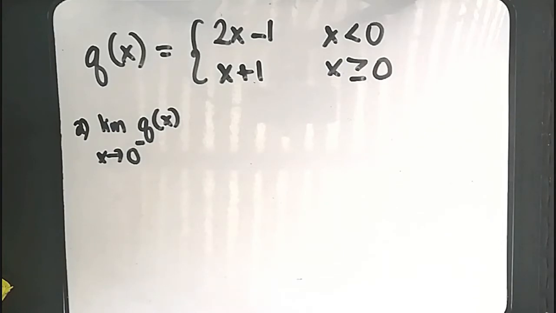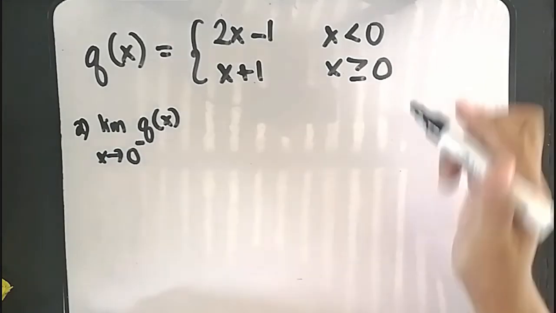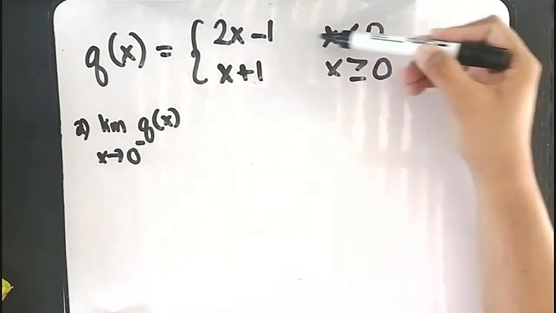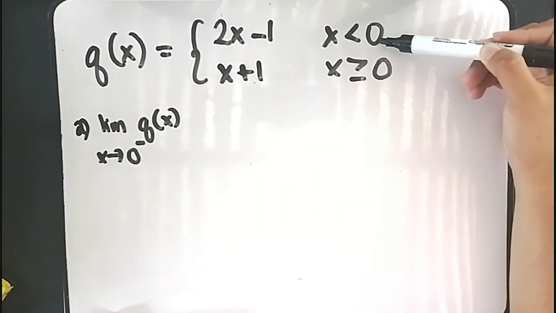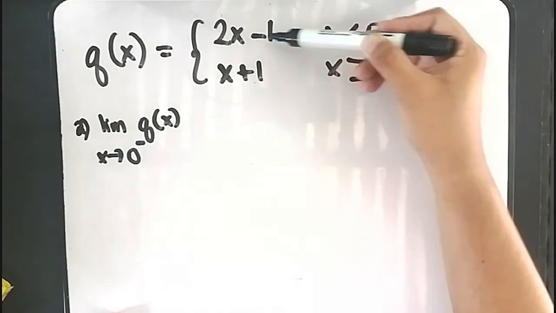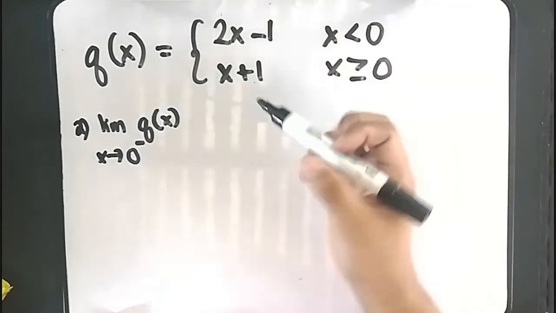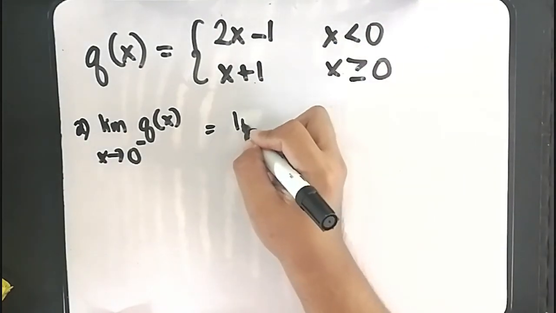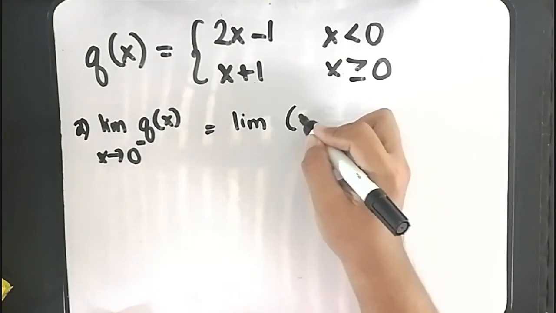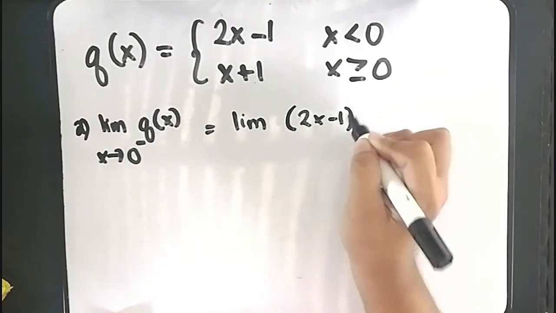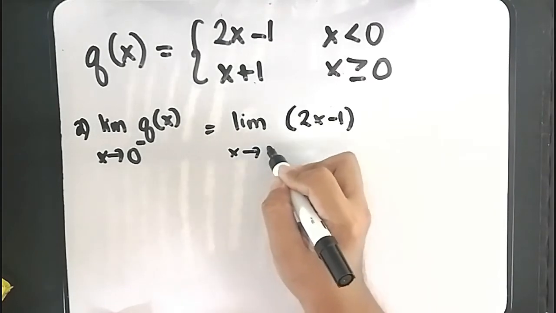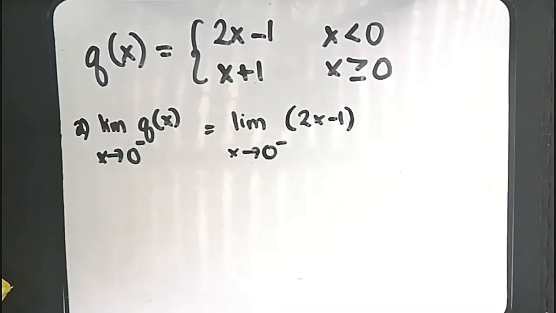Since we are determining the limit of q of x as x approaches 0 from the left, we will consider the value of the function for x less than 0. And that is this function here. Kasi ito yung x is less than 0. So ito ang gagamitin natin. So if we rewrite that, that is now equal to the limit of 2x minus 1 as x approaches 0 from the left.